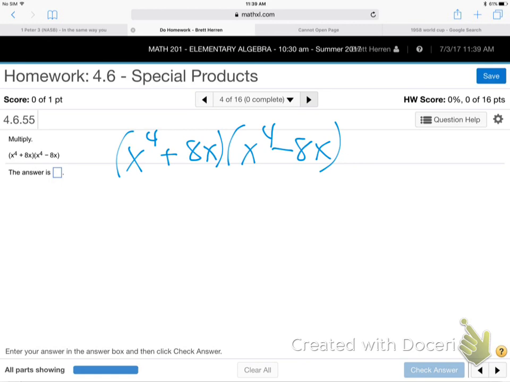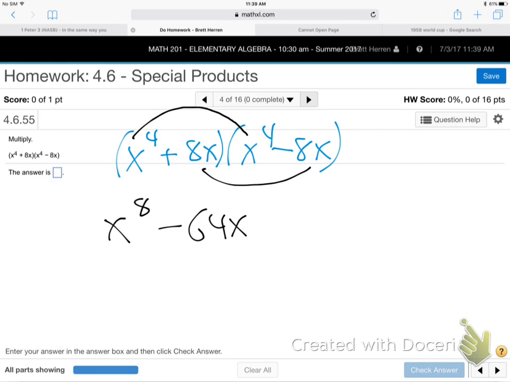Just FL, right? Front times front, last times last. Front times front: x to the 8th. Last times last: positive 8 times negative 8 is negative 64. x squared, right? The powers add, 101. Done. Front, last, we're done. FL. No OI needed.